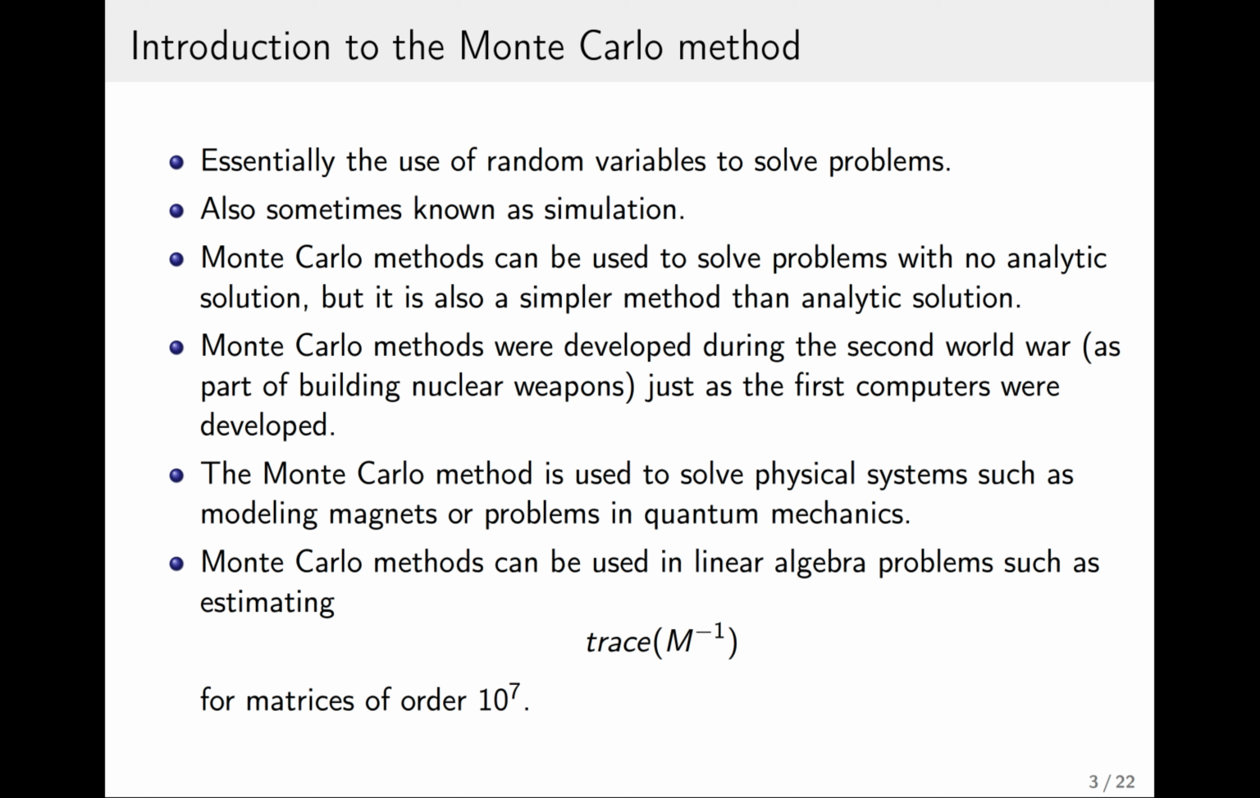We're going to focus mostly on Monte Carlo methods for integration, but it's used a lot to solve physical systems such as modeling of magnets or problems in quantum mechanics. It can also be used, perhaps surprisingly, to compute the trace of an inverse matrix, which I certainly need in my research. It's more efficient to use Monte Carlo methods with some random noise, particularly when the order of the matrix reaches something like 10 million. You can't use normal techniques; you have to use some kind of randomness.